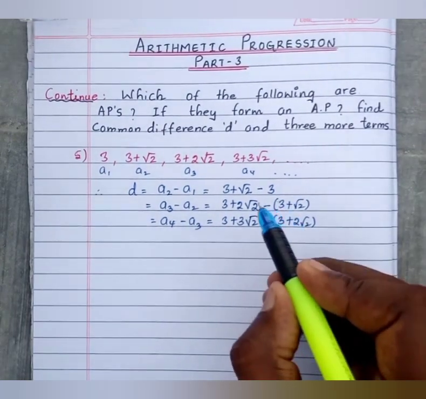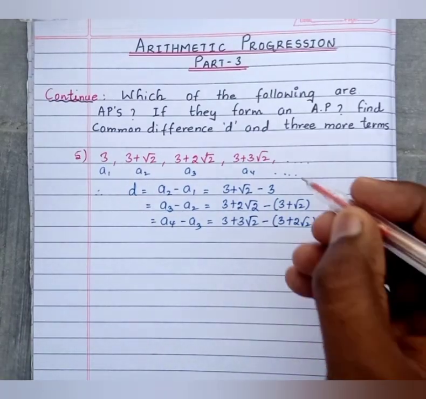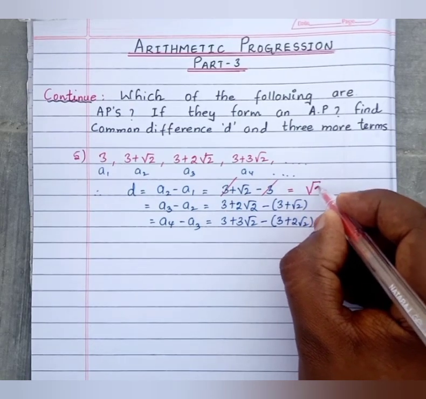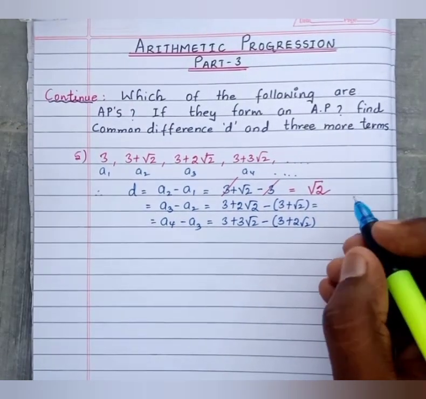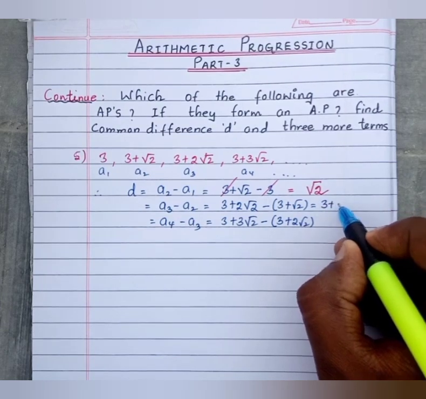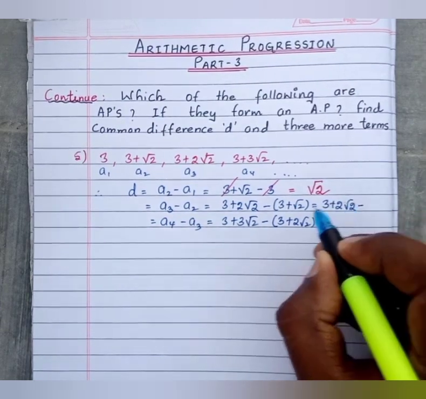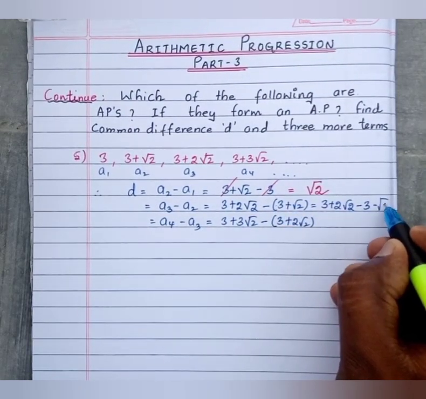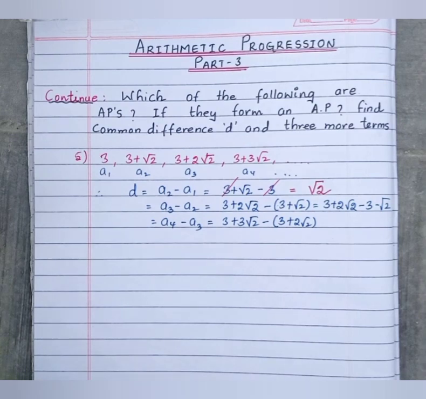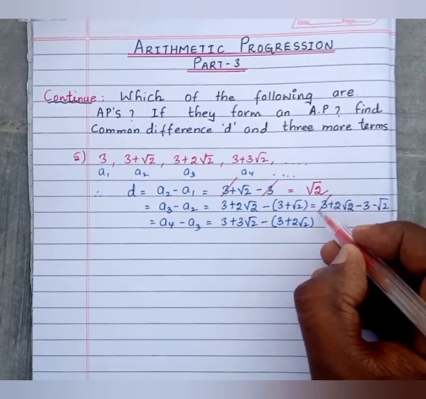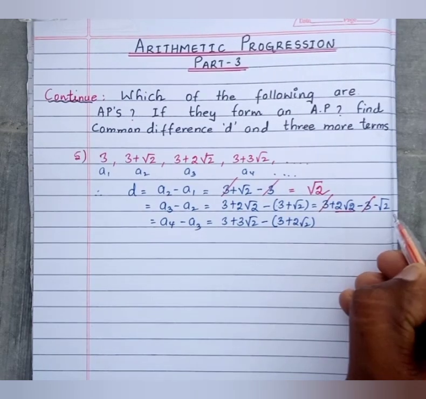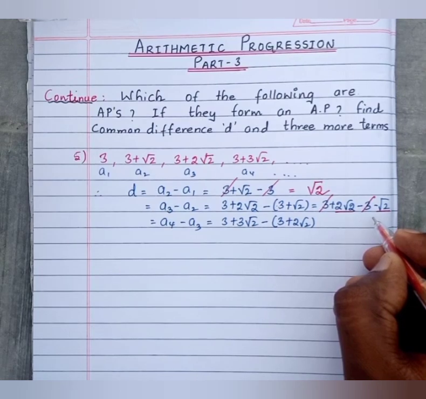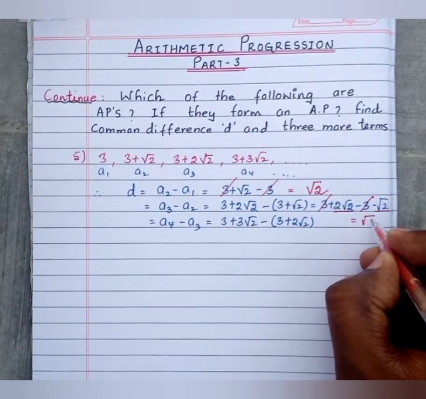Now we shall simplify. If you observe, plus 3 minus 3 will cancel out. The remaining term is root 2. That is, A2 minus A1 is root 2. In the same way, now I'll simplify 3 plus 2 root 2 as it is, minus. Plus into minus is minus, plus into minus is minus root 2. Again, plus 3 minus 3 will cancel out. What is the remaining? 2 root 2 minus root 2 will give you root 2.